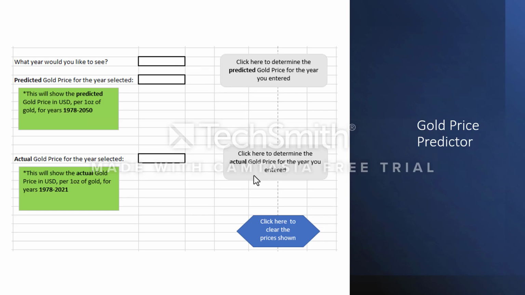The second button down here allows the user to find the actual gold price from that same year, and the data we have ranges from 1978 to 2021. This third button here in blue allows users to clear the previously searched data and find information for a new year. Let's go into the demo.